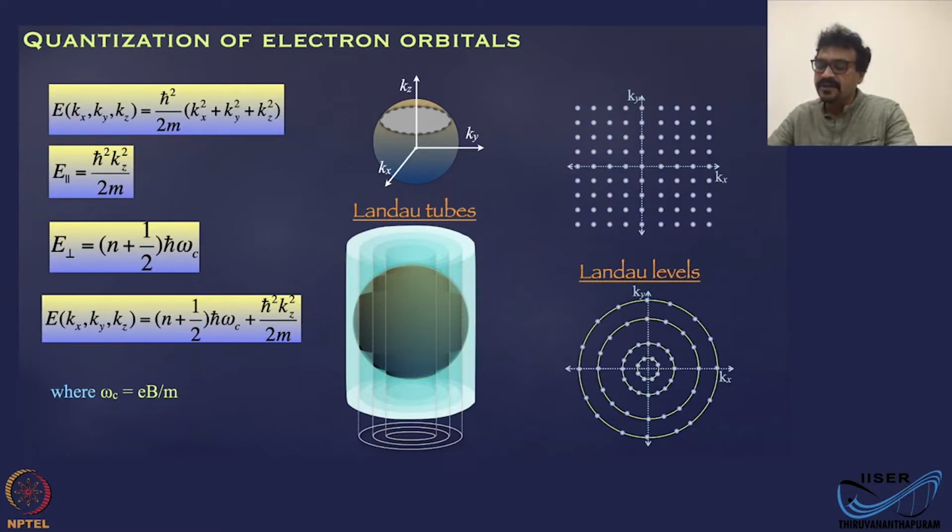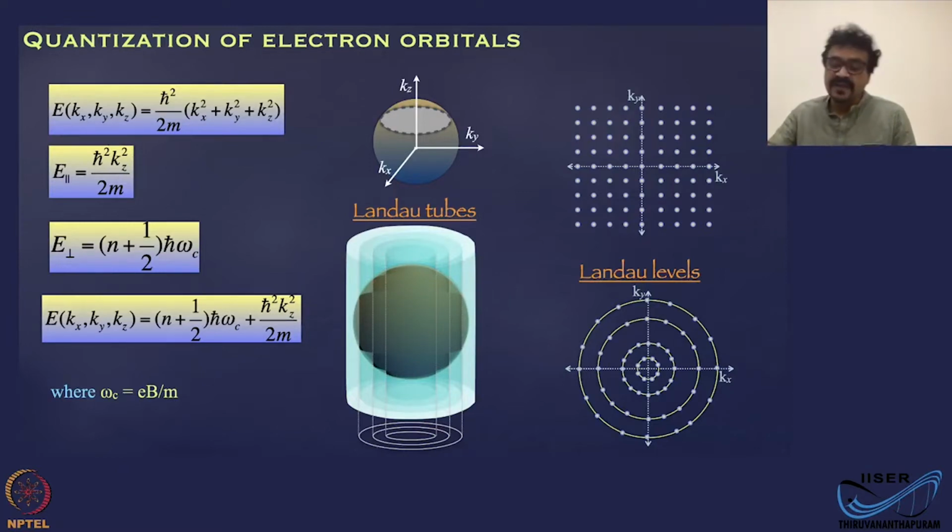And in two dimensions, this is kind of the illustration where you have K states which are separated by 2 pi by L, where L is a dimension. Okay, and we calculate the Fermi energy, density of states, and all these details using this picture.